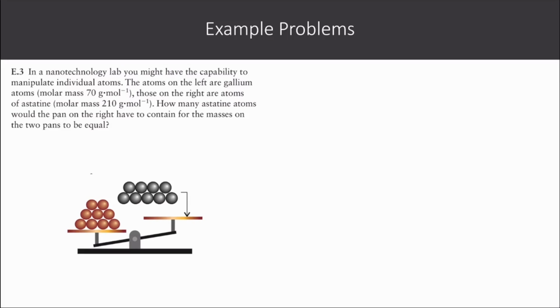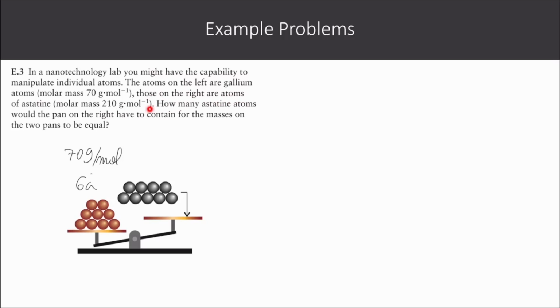Let's do some example problems to apply what we have learned about moles and molar masses. In the first example, it says, in a nanotechnology lab, you might have the capability to manipulate individual atoms. The atoms on the left are gallium atoms with a molar mass of 70 grams per mole. So let's put that here. Gallium and molar mass 70 grams per mole.